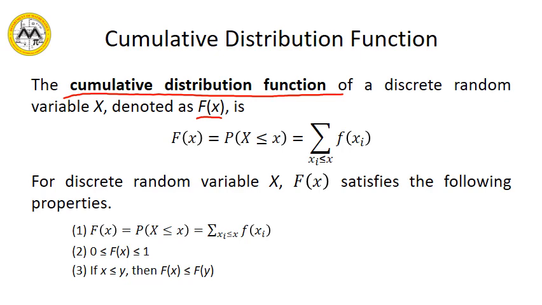For a discrete random variable x, F of x satisfies the following properties. First, F of x is equal to the probability of X less than or equal to x, which is equal to the summation of f of x sub i for x sub i less than or equal to x, which is the definition for the cumulative distribution function. And since these are just the summation of all the probabilities, the cumulative distribution function is always in between 0 and 1. And if x is less than or equal to y, then F of x is less than or equal to F of y.